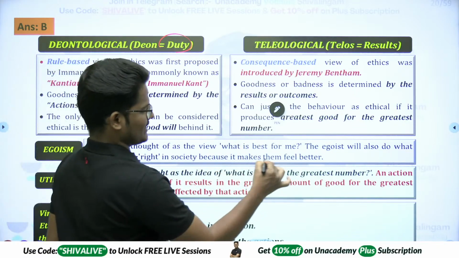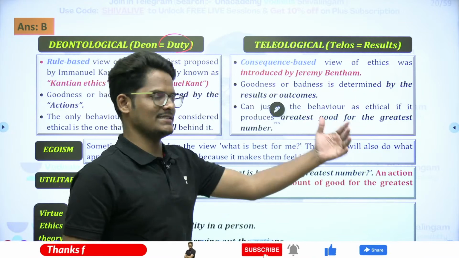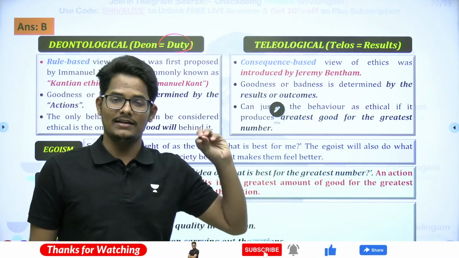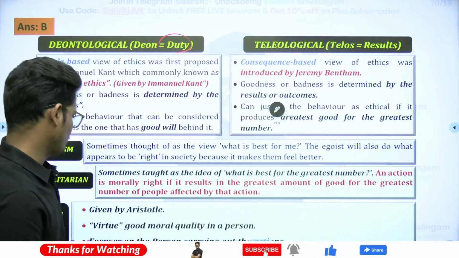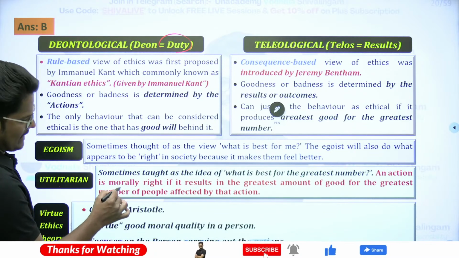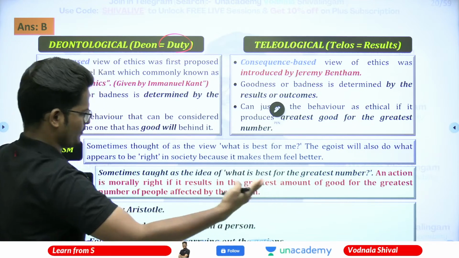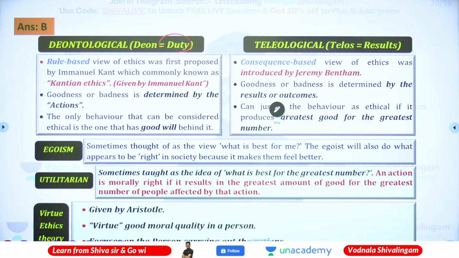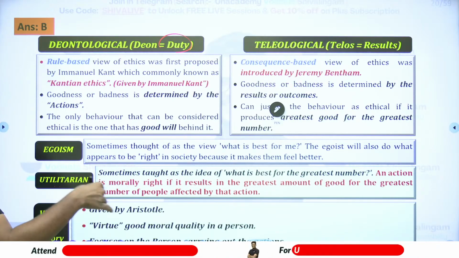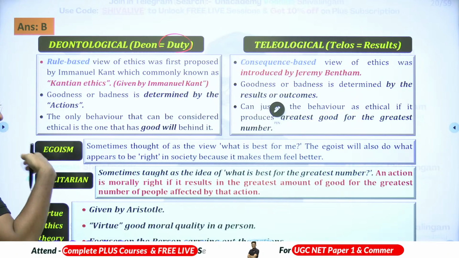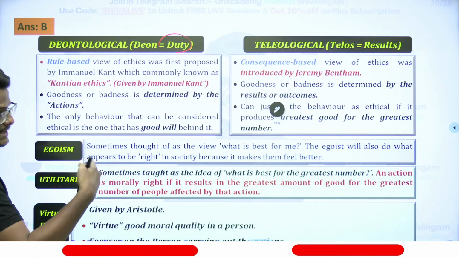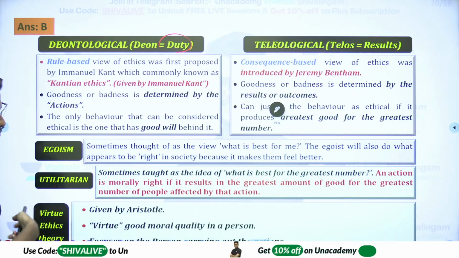So what is best for the greatest number of people is treated as ethical. An action is morally right if it results in the greatest amount of good for the greatest number of people affected by that action, and that is called utilitarian. If some action is useful for many people in a positive way, in the greatest amount of good, that is utilitarian.